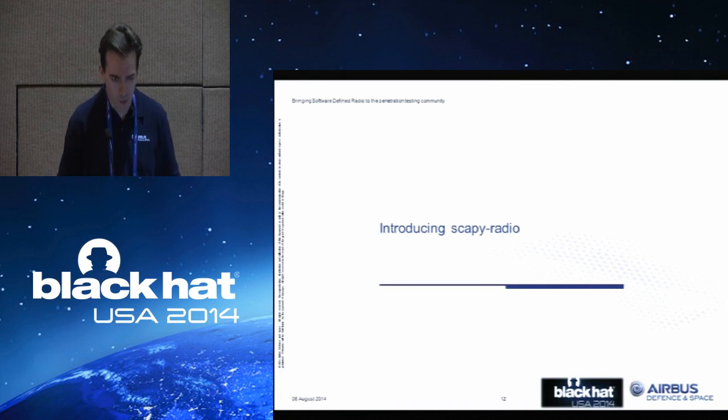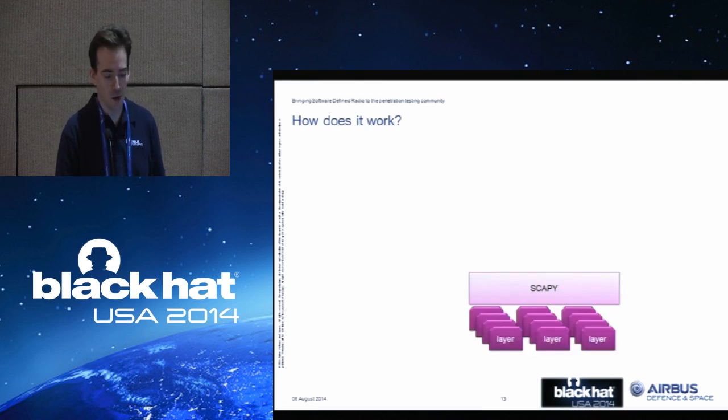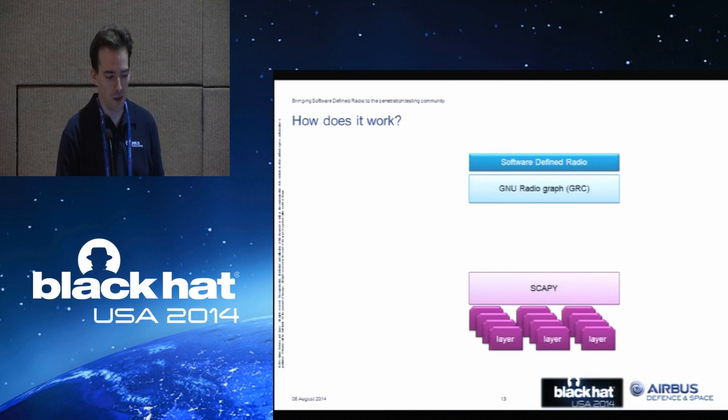So let's talk about our tool, Scapy-radio. How does it work? It works with Scapy, of course, with a lot of layers implementing your packets for the given protocols. You have your software-defined radio on the other side with a GNU Radio graph, the GRC. GRC is the file from the picture with the blocks connected. This is the file produced by GNU Radio Companion, and it's the flow graph to process your packets. Scapy will fork to launch GNU Radio in the background, given the RF protocol you want to launch.